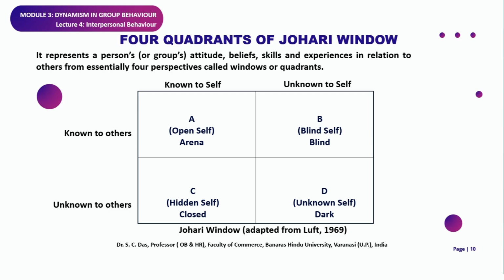Known to others, but unknown to self: you don't know yourself, but others know you. Blind self. And the C quadrant, known to self, unknown to others: you know yourself, but others don't know you. And the D quadrant, the D cell, is very important. You are not knowing yourself, and others are not knowing you also. We need a clear demarcation on that particular point. It represents a person's attitude, beliefs, skills and experience in relation to others from essentially four perspectives.